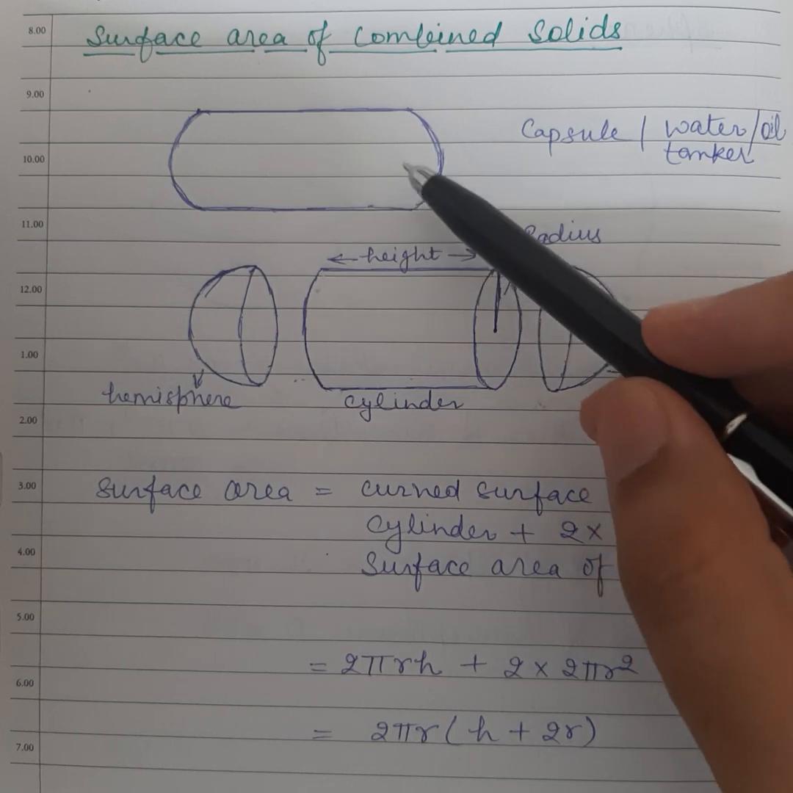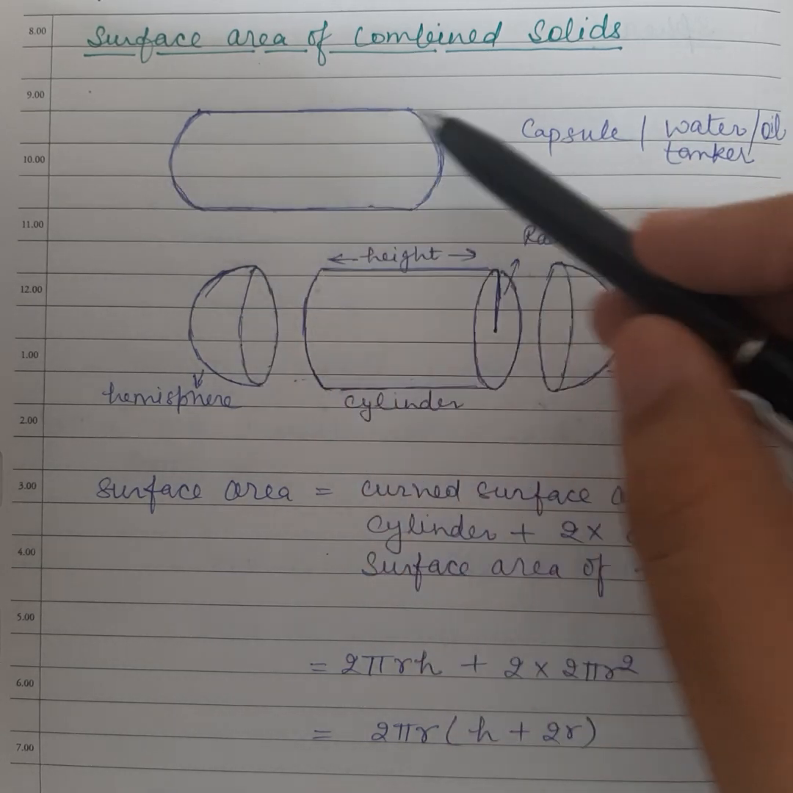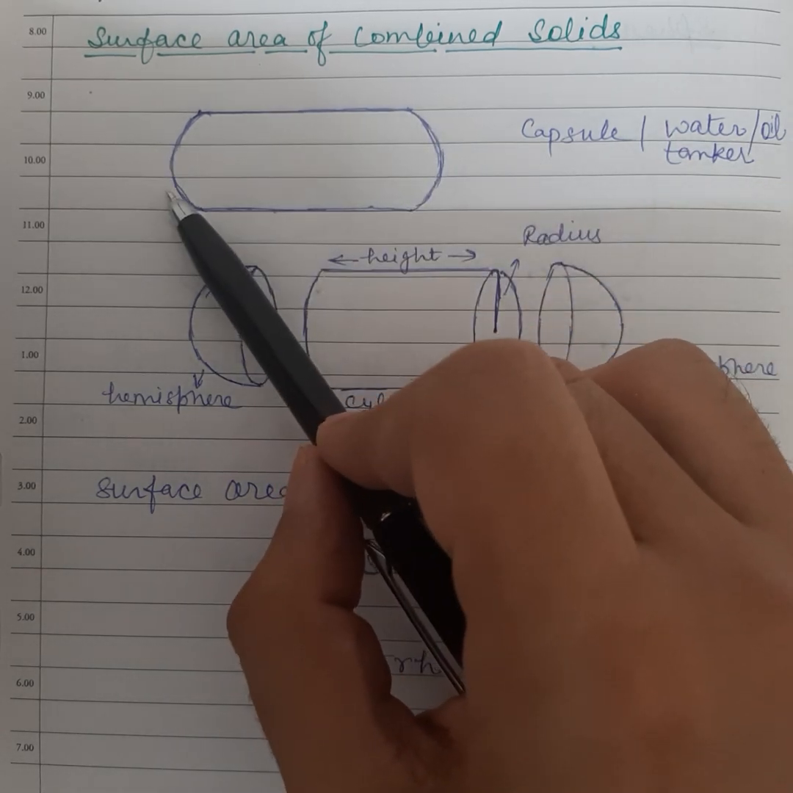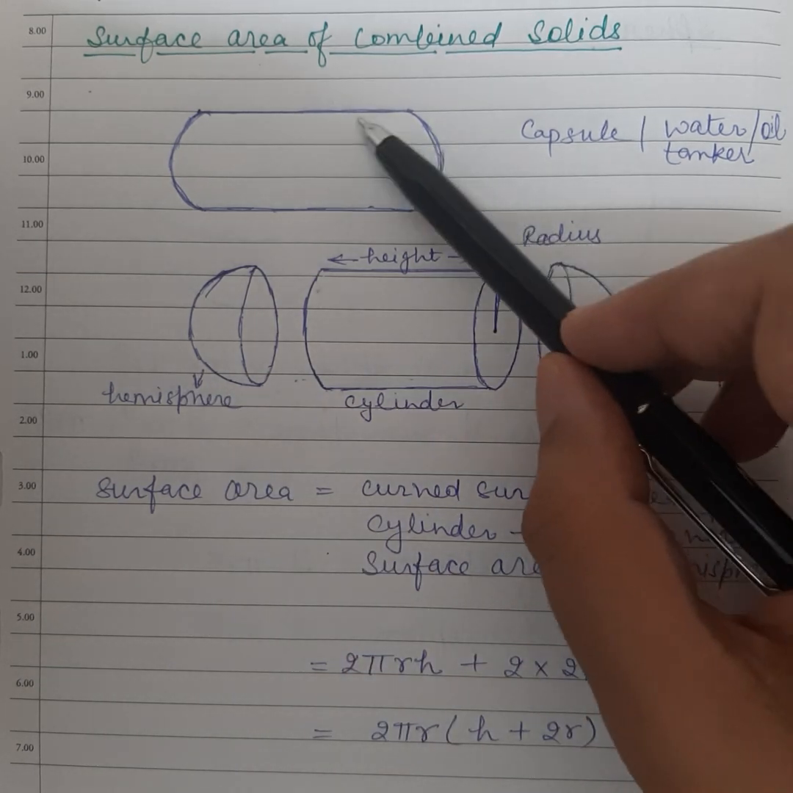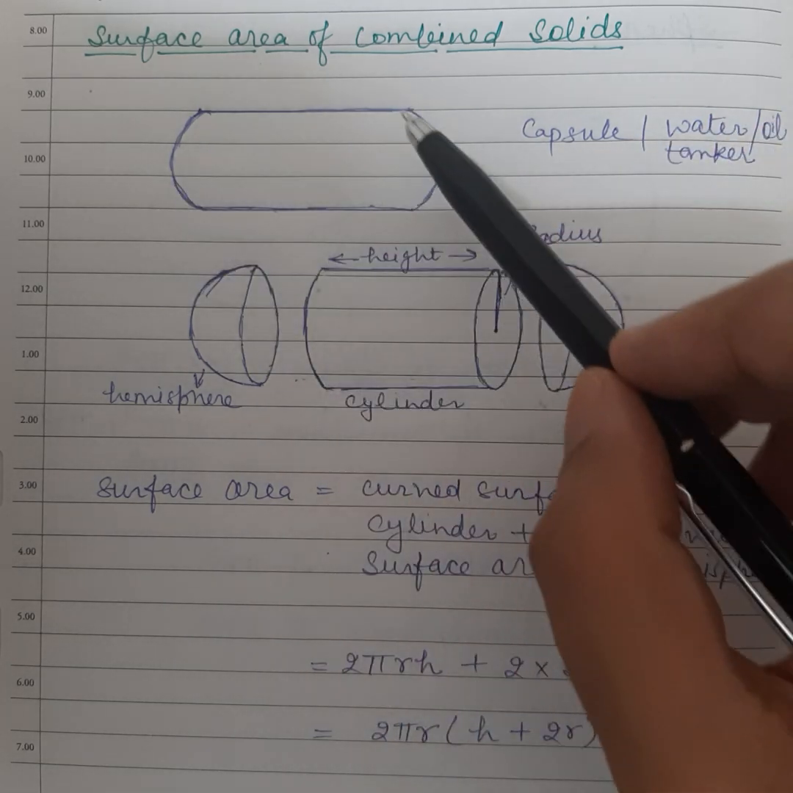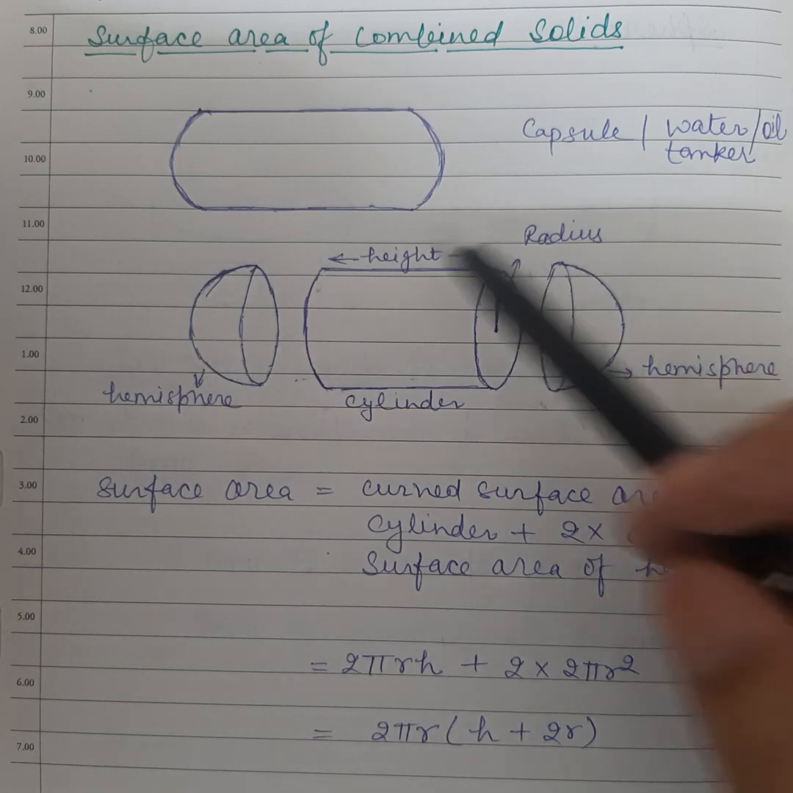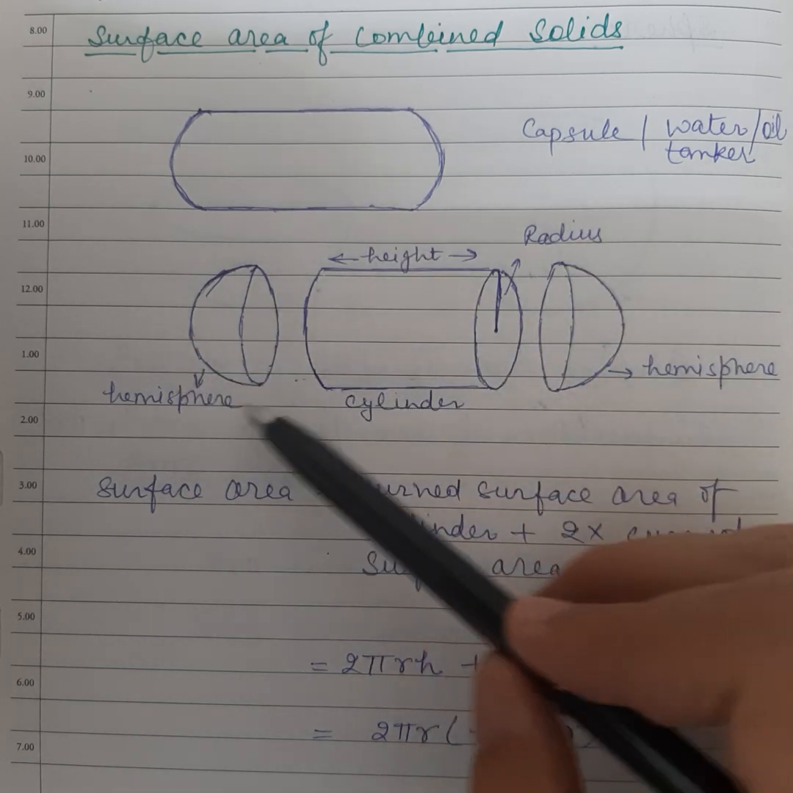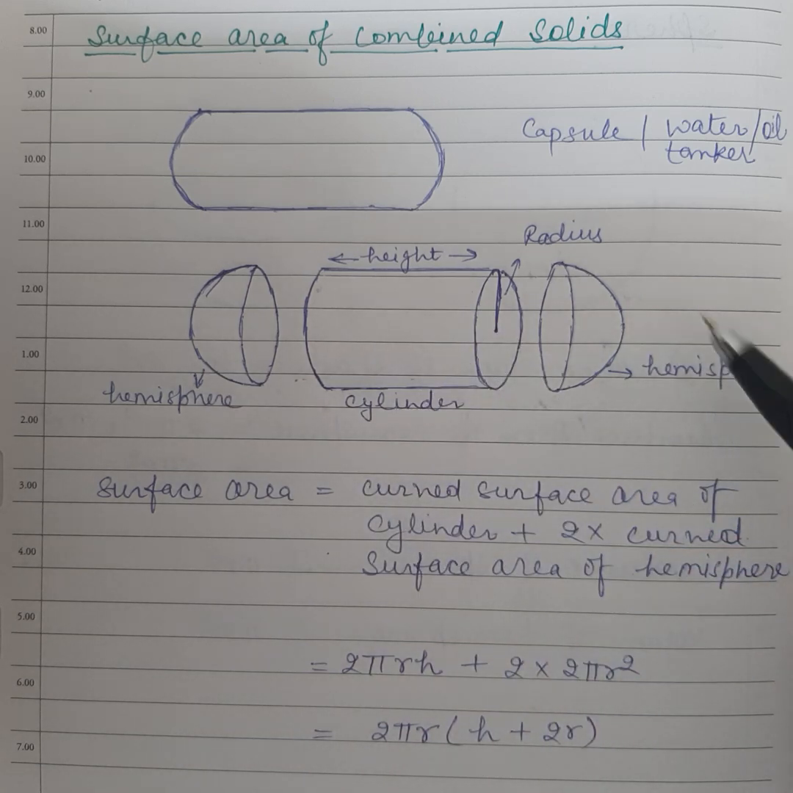This figure is made up of three things: two semicircles at both the ends, one at the left hand side, another at the right hand side, and then one cylinder in between. So to get the surface area of this capsule or water or oil tanker, we'll have to find the surface area of hemisphere, cylinder, and another hemisphere.